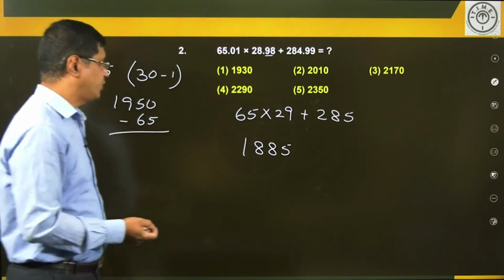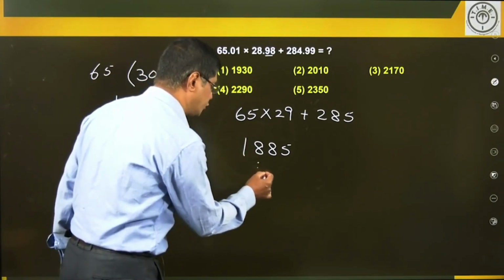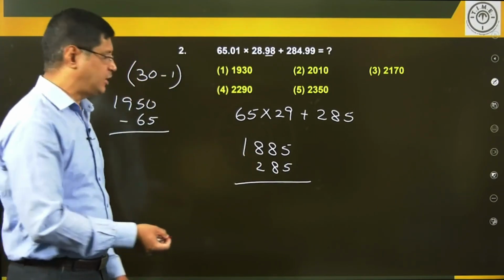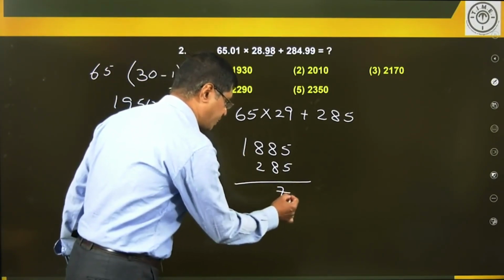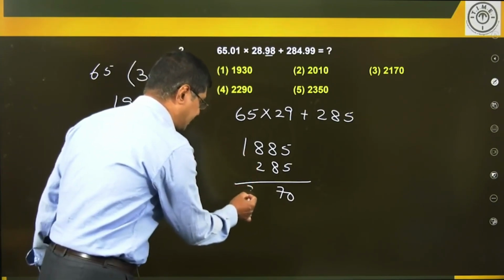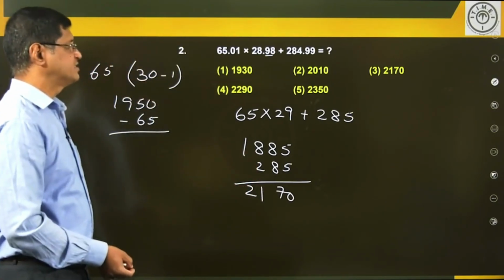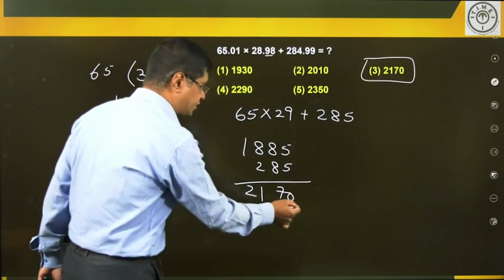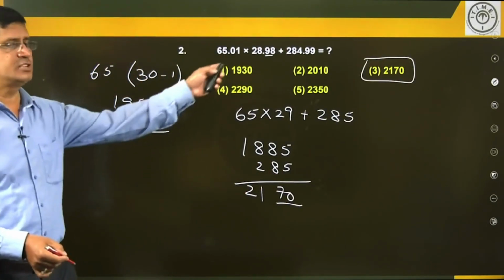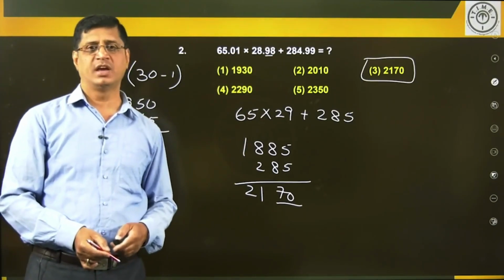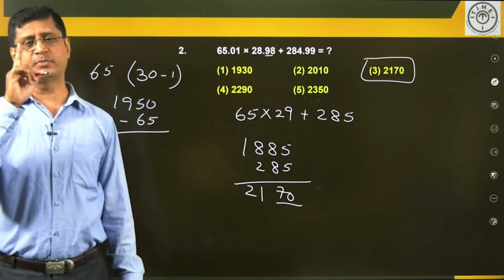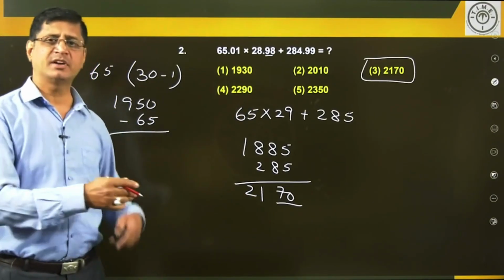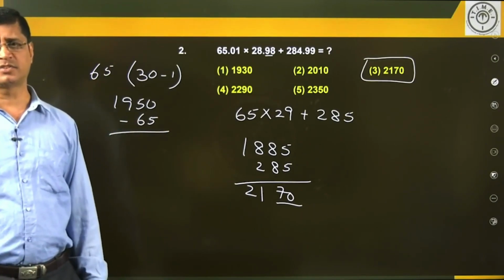So, 1885 plus how much here? 285. 85 plus 85, that is 170. So, what is the remaining here? 2170. So, 170 ends with 70. Ends with 70 means just look at how many options end with 70. Only one option. What is that? Choice 3. You need not find the remaining part. Directly you can mark the answer.